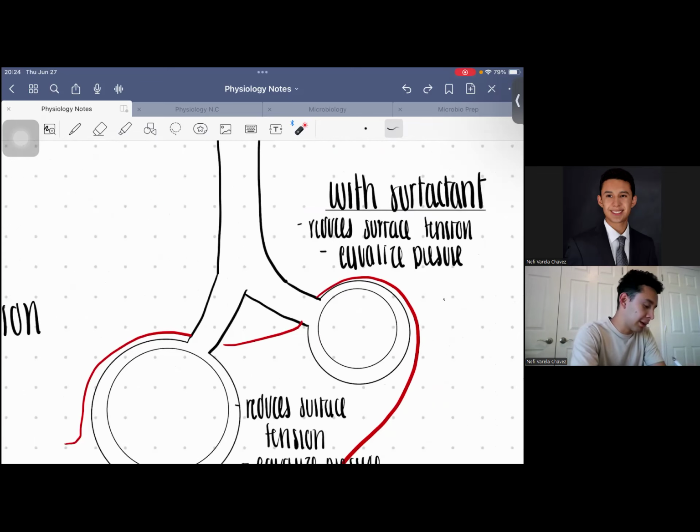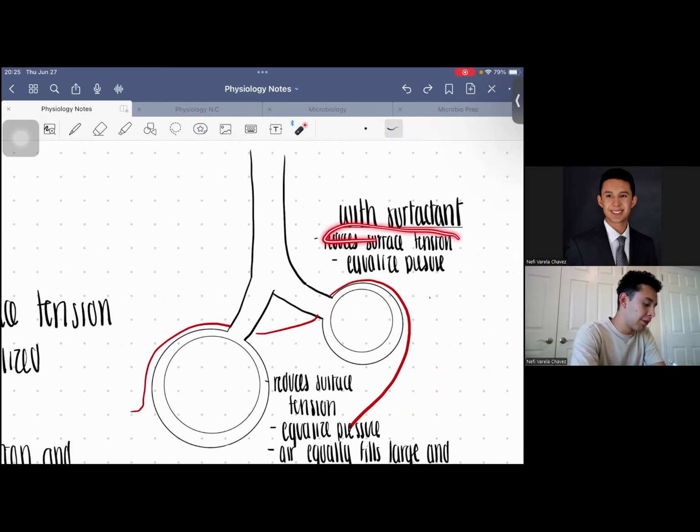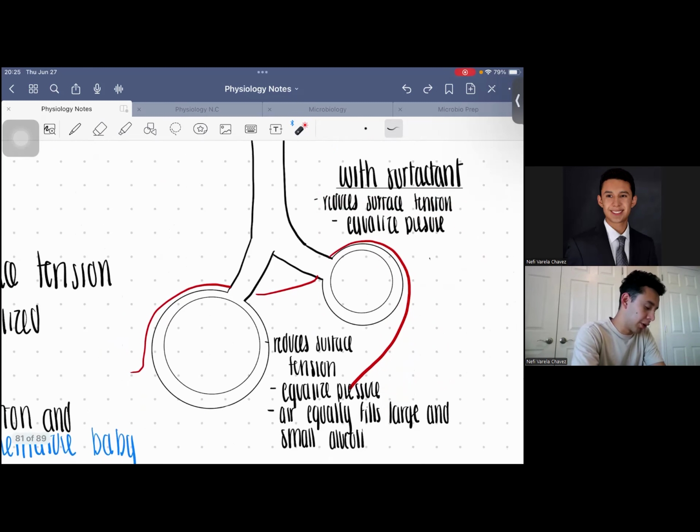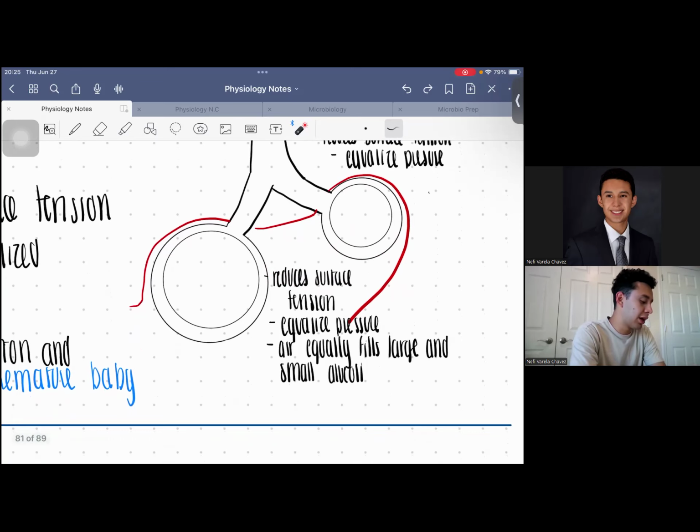So with surfactant, with this liquid in here in the alveoli, we're going to reduce surface tension and we're gonna equalize pressure, okay? So now there is no risk of collapsing for the alveoli with small pressure. And in the large one, also, we're gonna have the same effect. We're gonna reduce surface tension, equalize pressure, and now, because the pressure and tension in both of them are gonna be the same, air is gonna equally fill large and small alveoli.